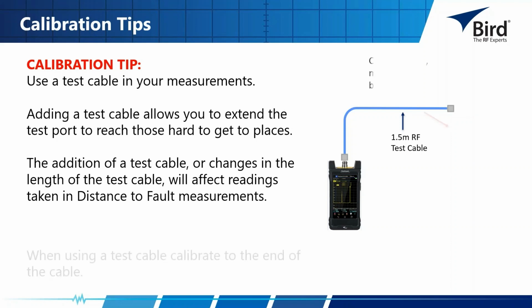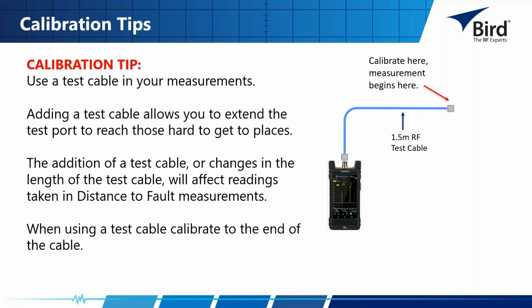But now what you want to do is calibrate at the end of the cable. When you do that, you calibrate here, and this is where the test port is now and 0.0 on your measurement. And the test system, or the system you're going to test, will start right there.